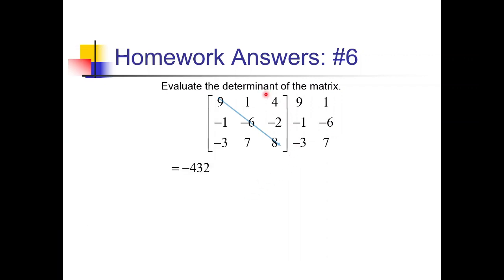Okay. Next up, we've got 1 times negative 2 times negative 3. That one I can do. That comes out to 6. And then we have 4, negative 1, and 7. That's going to multiply to negative 28.